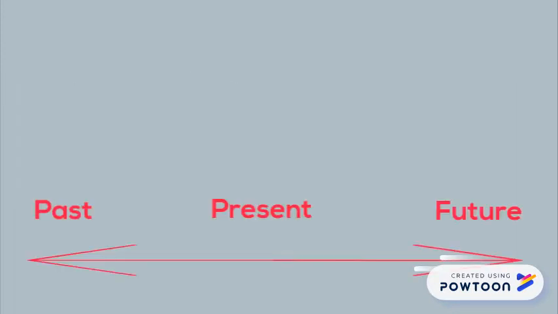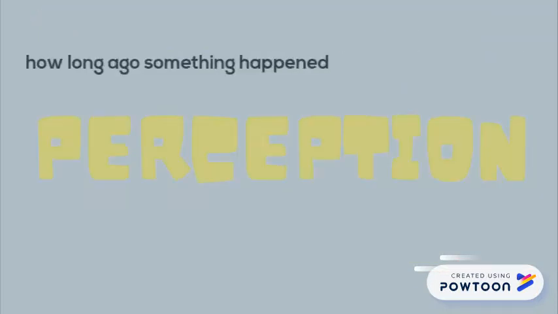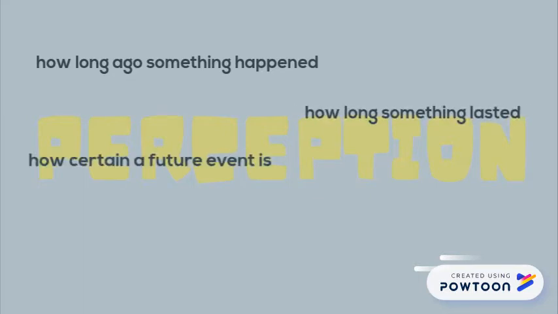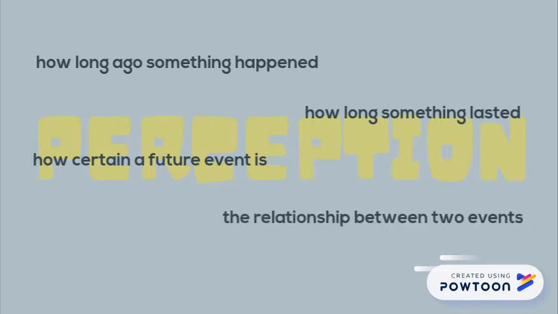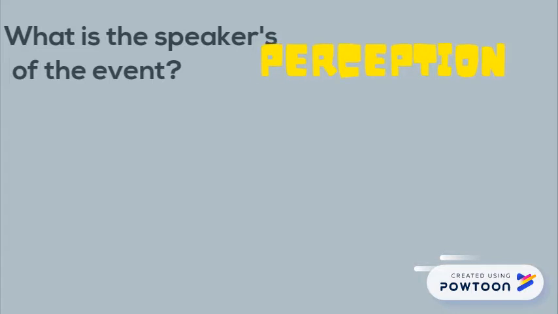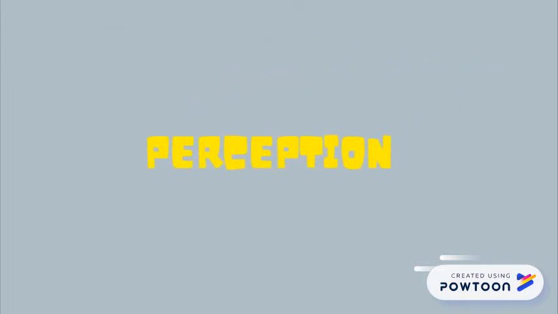But past, present, and future alone do not communicate the speaker's perception of events, like how long ago something happened, or how long something lasted, or how certain a future event is, or the relationship between two events, or the result of an event. So, to answer the second question, we need to add another aspect to the verb to communicate the speaker's perception of the event and not just the time of the event.